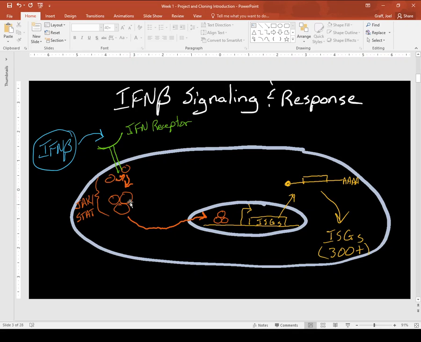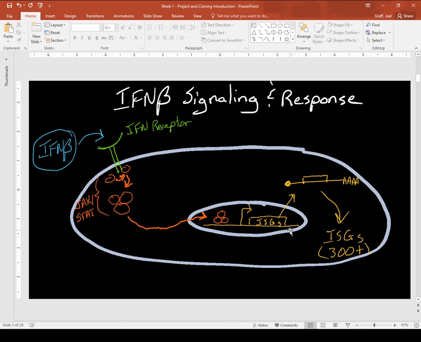This trio of proteins, which can be called the ISGF3 complex, will move to the nucleus, where it can bind to promoter sequences that have a specific sequence called an ISRE, which stands for interferon stimulated response element. So there's a consensus sequence that this transcription factor complex binds to, and there's lots of genes that have this binding site in their promoter.